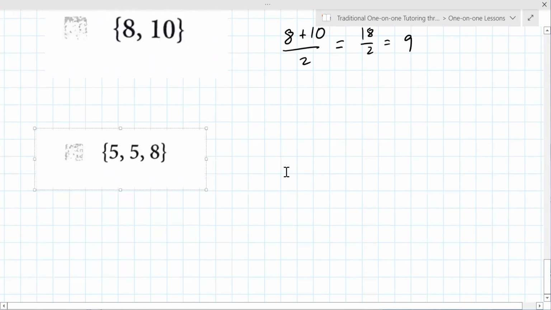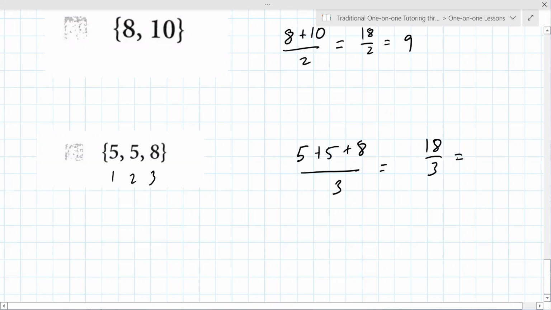Number 5. Nine. Yes, because you're adding them up. 5 plus 5 plus 8 over 3 this time. No, I'm sorry. You said 9, didn't you? Yeah. You're dividing by the number of numbers. Oh yeah, right. Oh, that makes more sense. 6.